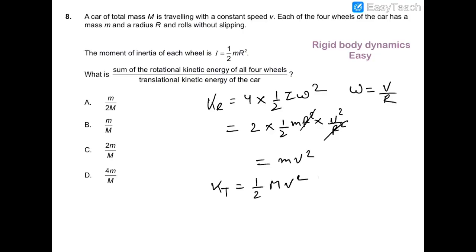Okay, so the ratio of the rotational kinetic energy of the wheels upon translational energy of the car will be 2m by m. So the correct answer will be C.